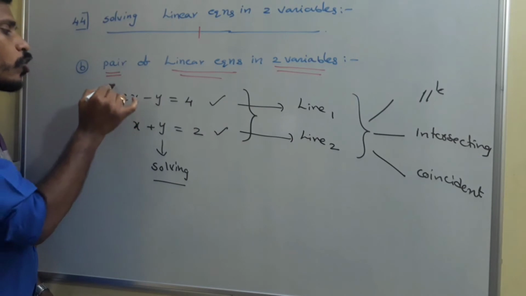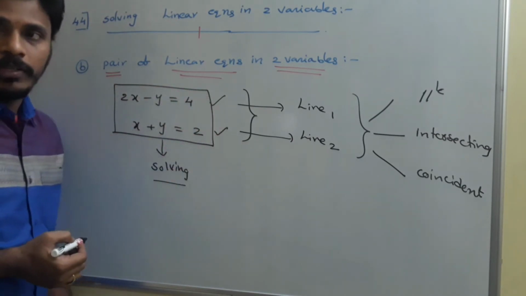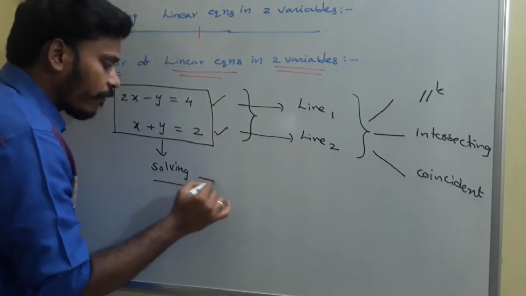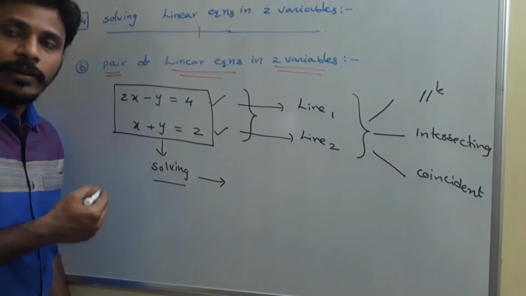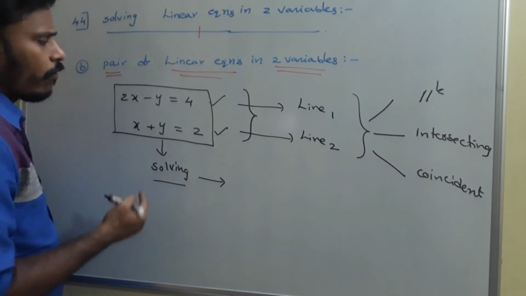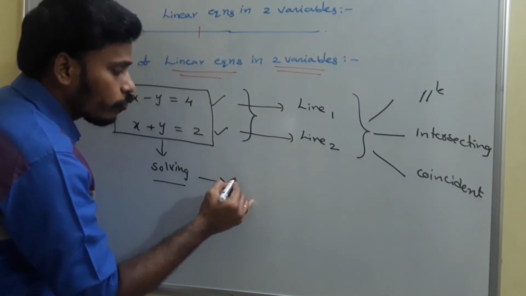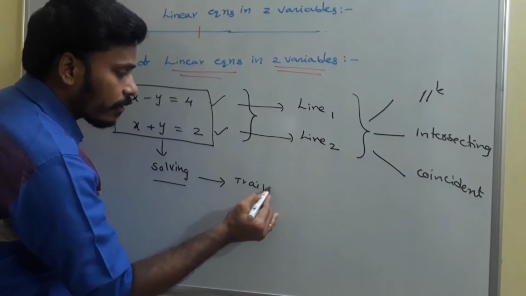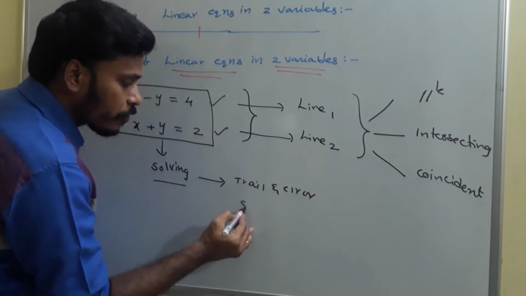To solve a pair of linear equations in two variables, we have different types of methods. All those methods you usually learn in your earlier classes like 8th and 9th. For solving a pair of linear equations in two variables, there is one method, usually we call it trial and error. And another method is the substitution method.